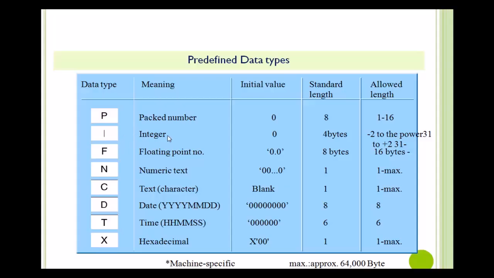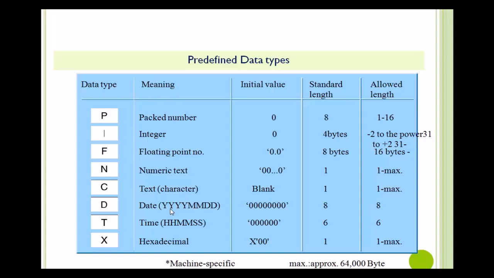Then integer type I is an integer. By default it occupies 4 bytes. Packed is a packed number with 8 bytes standard length. Then floating point is 8 bytes. Numeric text you can go through, where initially the standard length is 1.